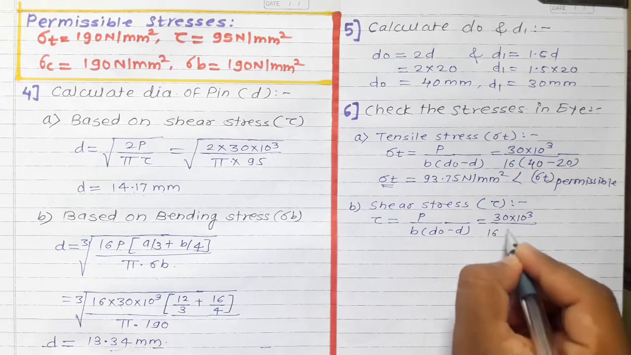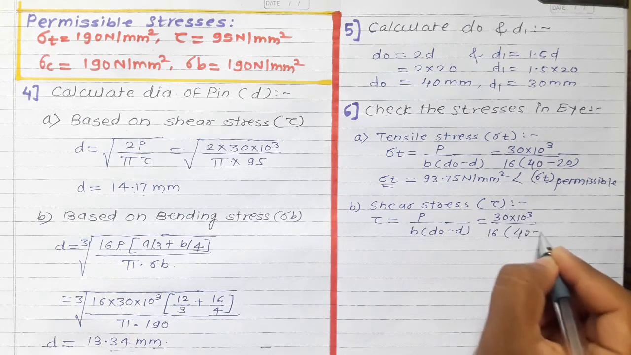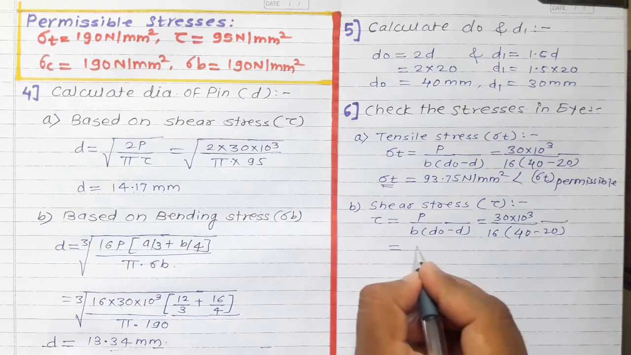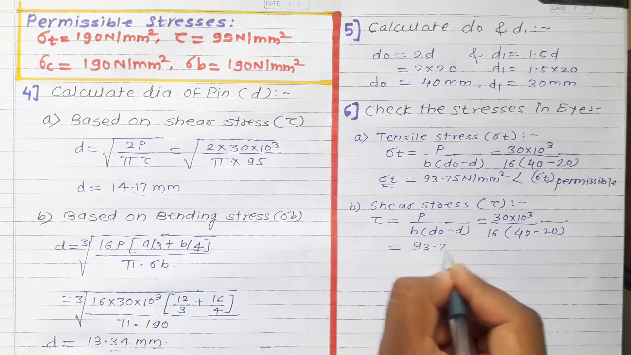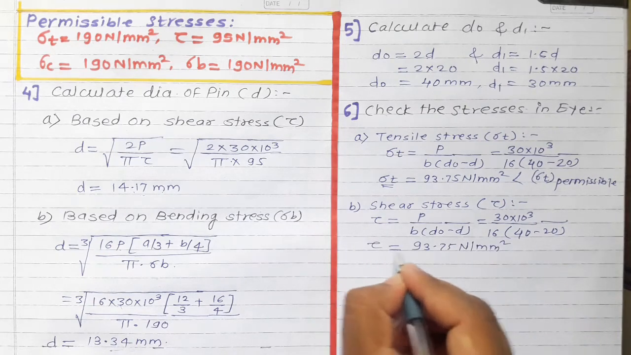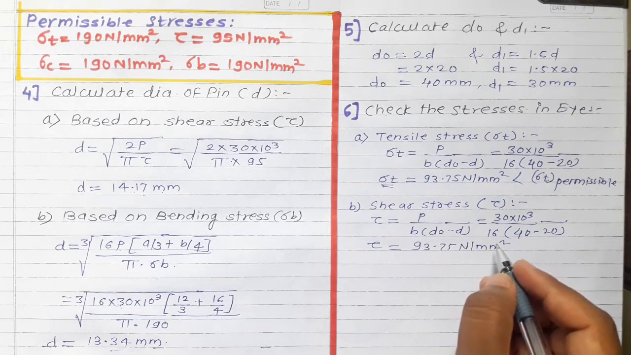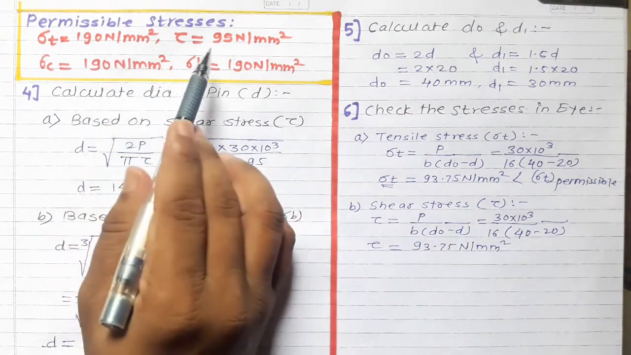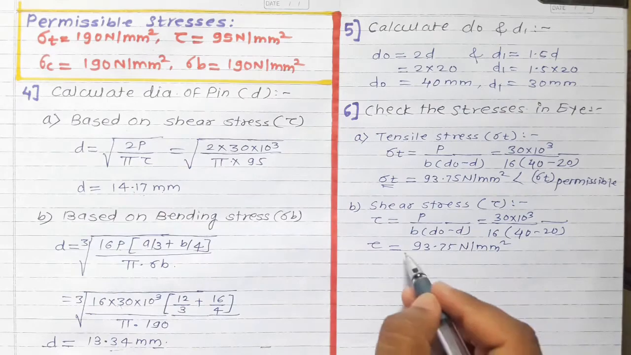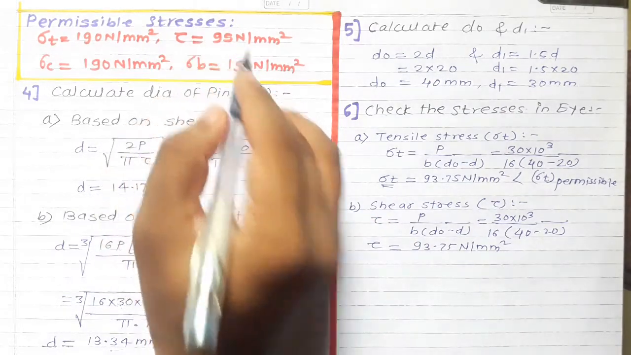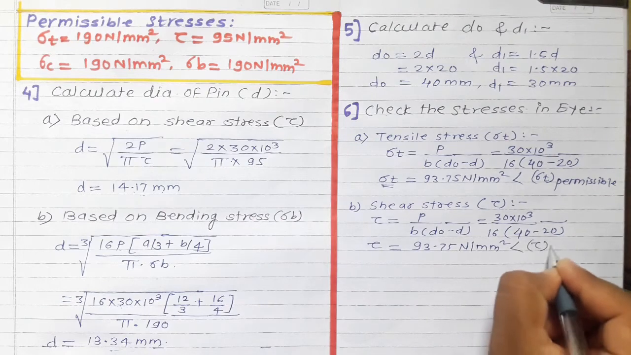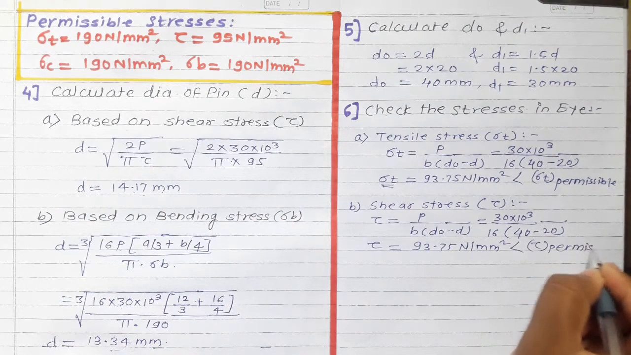B is 16, dO is 40 and D is 20. Now the answer of this induced shear stress is 93.75 Newton per mm square. We have to compare this value of induced shear stress with the permissible shear stress. If you compare, the value of permissible shear stress is 95 Newton per mm square and this induced shear stress is less than permissible shear stress. So therefore we can write less than tau permissible and therefore design is safe.